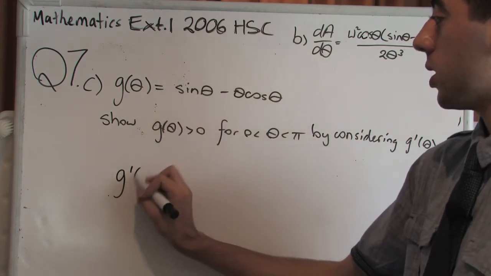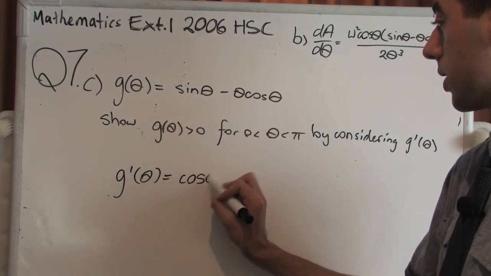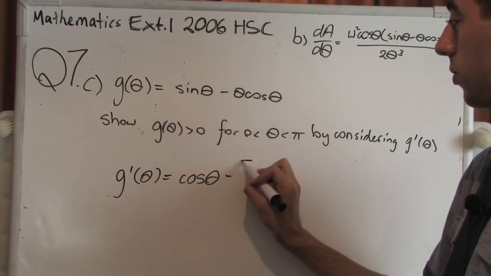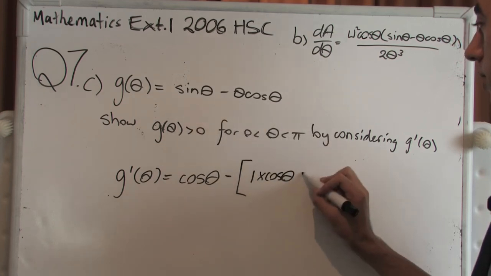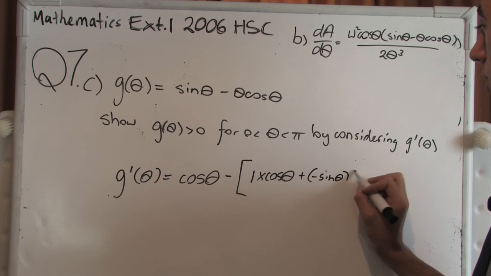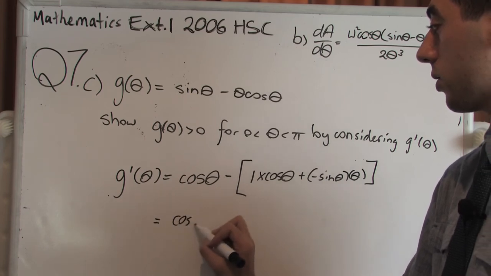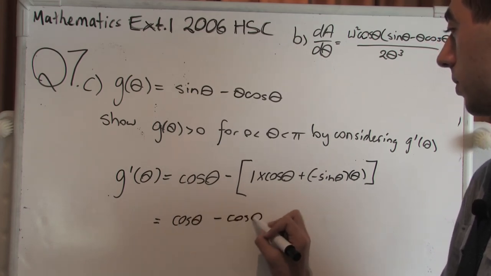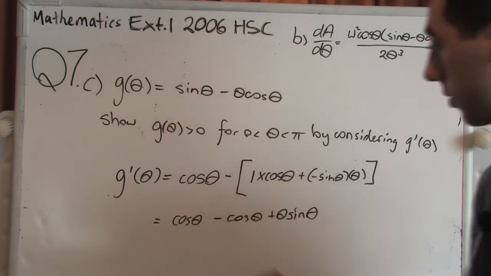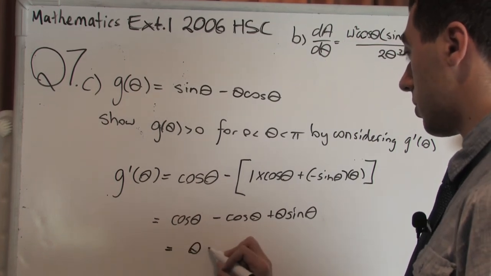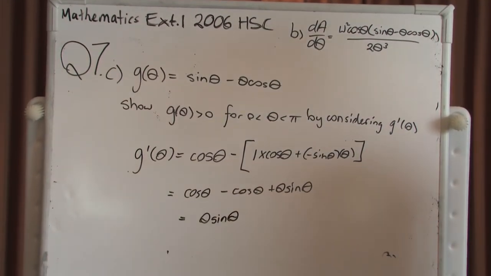So we'll get started by doing the derivative of this equation. So g dash or g prime theta. So the derivative of sine is cos theta. And the derivative of this, so this is another product rule, so we'll do the derivative of the first, which is 1, multiplied by the second, plus the derivative of the second, so that's minus sine theta, times the first. Okay, so now expanding and simplifying, so cos theta minus cos theta, plus theta sine theta. These two cancel out because they're like terms, so we get 0, and theta sine theta as the derivative. So how's this going to help us?